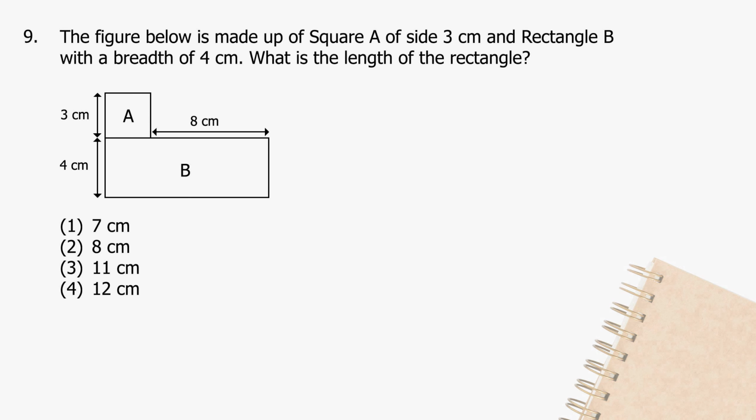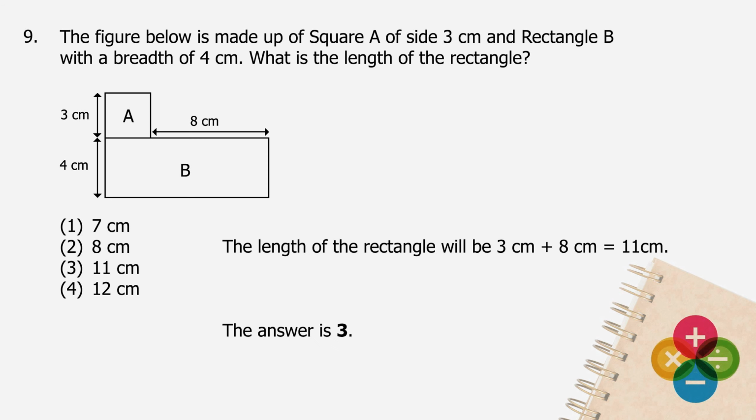Question 9. The figure below is made up of square A, of side 3 cm, and rectangle B, with a breadth of 4 cm. What is the length of the rectangle? The length of the rectangle will be: add 3 cm to 8 cm, and the sum is 11 cm. The answer is 3.